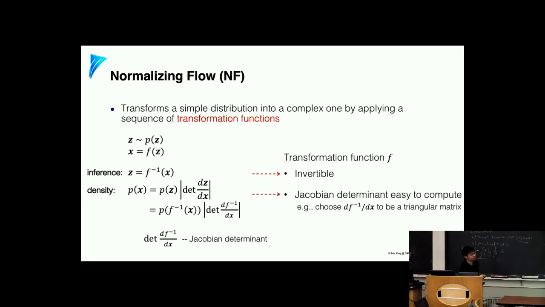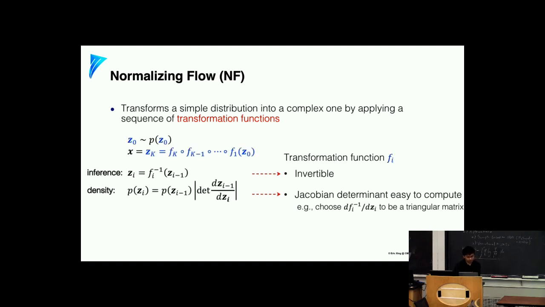So with these two assumptions, we can do exact inference, right? And we can evaluate this density or likelihood in an exact way. And also, sampling from this distribution is pretty straightforward. This is the main idea behind the normalizing flow model.